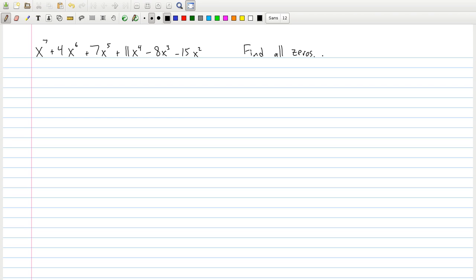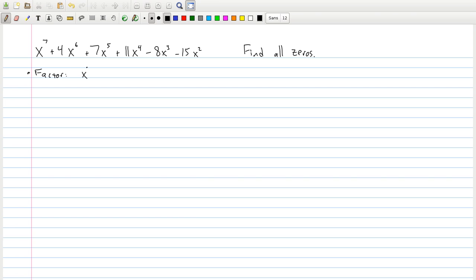Find all zeros of the polynomial x to the 7th plus 4x to the 6th plus 7x to the 5th plus 11x to the 4th minus 8x cubed minus 15x squared. Our first step on this will be to factor. The reason behind that is all of these have an x squared in common.